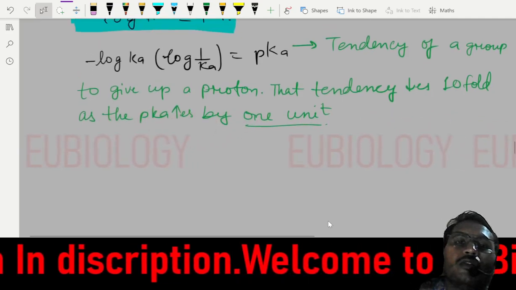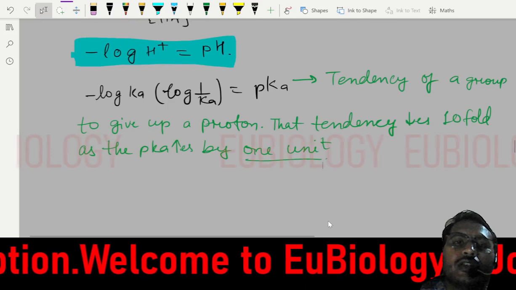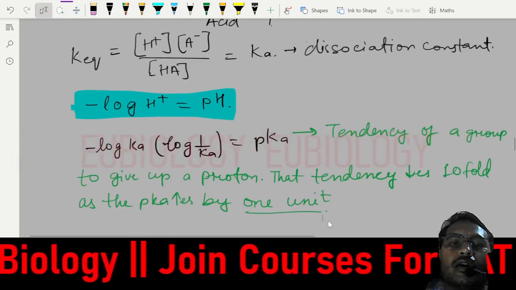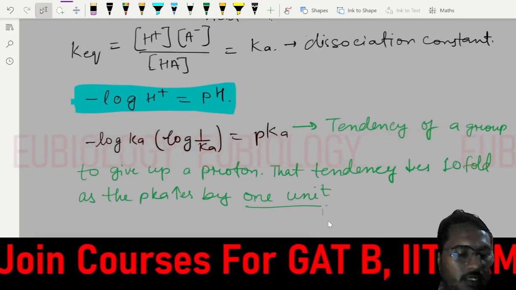Now from this, can you make any relation between the pKa and the H plus? Can you make a relationship with it?